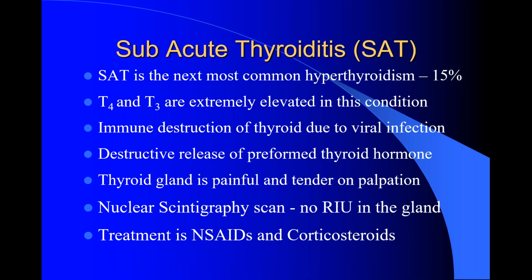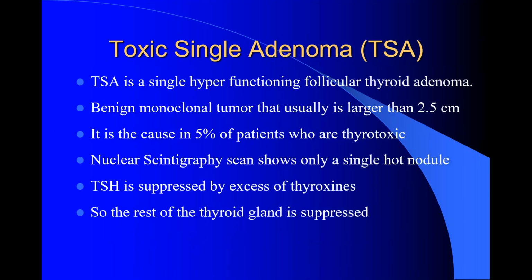One thing that you have to remember, and that will differentiate it from Graves' disease, is that the thyroid gland at this point of time is painful and tender on palpation. Then on nuclear scintigraphy, there will be no radioiodine uptake in the gland. So, not focusing on symptomatology, if you have to differentiate on this basis, in Graves' disease there is diffuse uptake, and in subacute thyroiditis there is no radioiodine uptake in the gland. And treatment, unlike the others, this condition has to be treated with NSAIDs and corticosteroids.